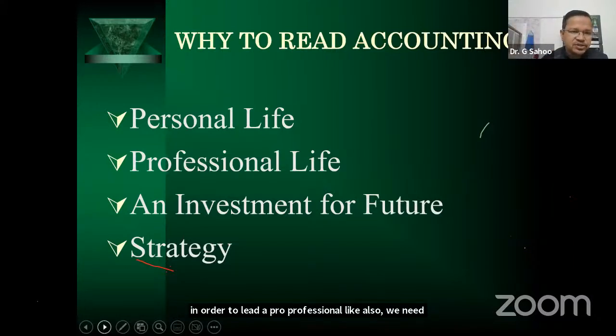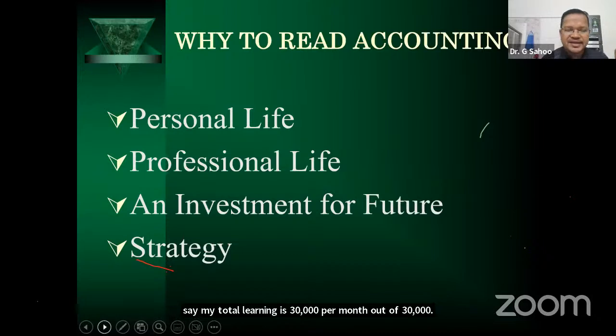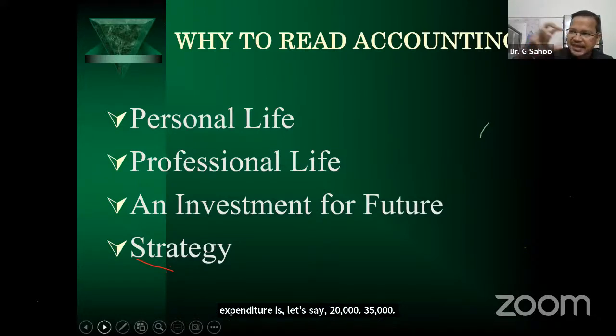Again, investment for the future. We Indians are conservative in nature. Why am I saying so? Because out of our entire earning, we save something at the end of every month. Let's say my total earning is 30,000 per month. Out of that, my monthly expenditure is, let's say, 20,000 or 25,000. That means the other 5,000 is my saving, which I can put in any investment avenue.